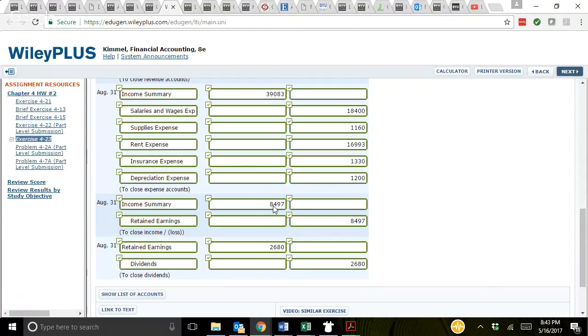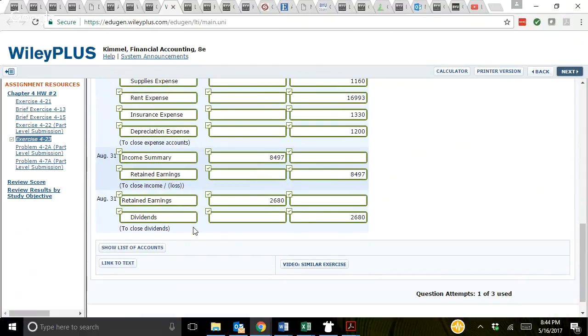And so we're going to close out the income summary and move it over to retained earnings. So we're going to debit the income summary for the total that was there. And we're going to put the credit over here into retained earnings.